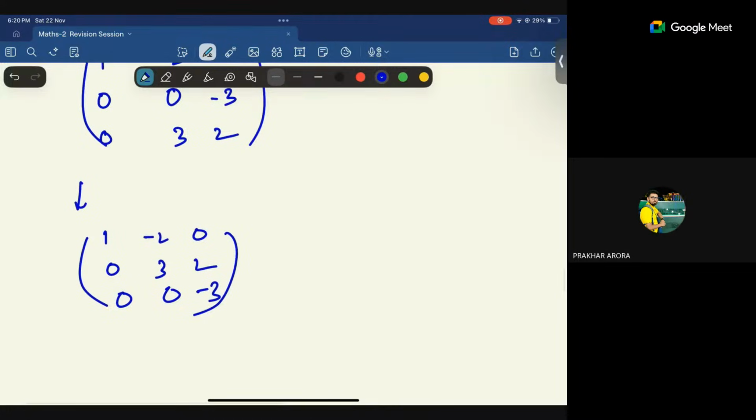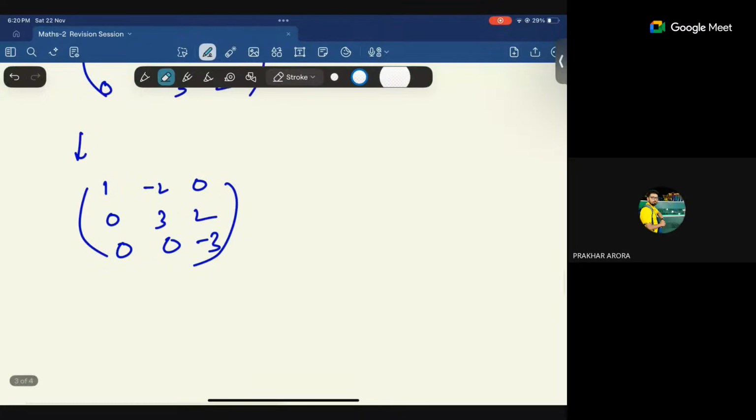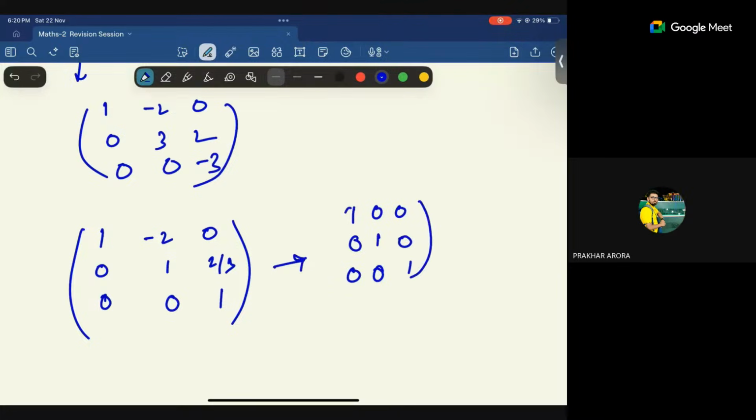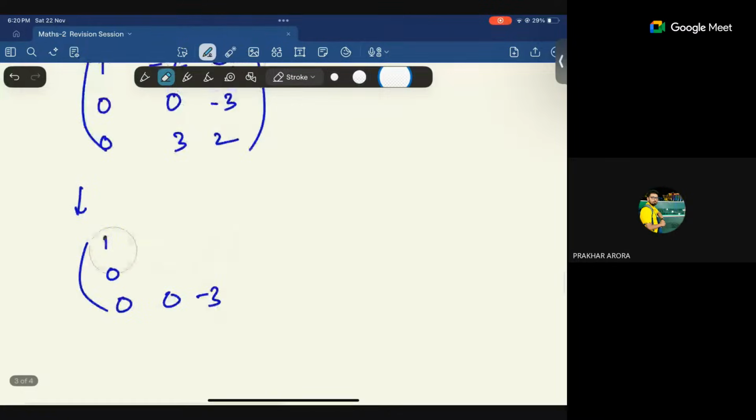Okay, and this is a good enough point to stop. This is REF form. You can also stop at REF for this question. Anyway, if you want to go forward, you can make it 1 minus 2 0, 0 1 2 by 3, 0 0 1. I'm dividing by the necessary numbers. Now I can subtract here and I can subtract here. So anyway, my RREF is going to come 1 0 0, 0 1 0. So this is it. I just did RREF.